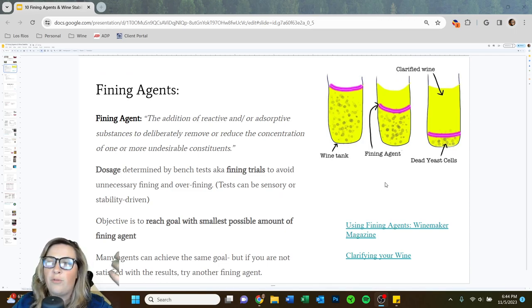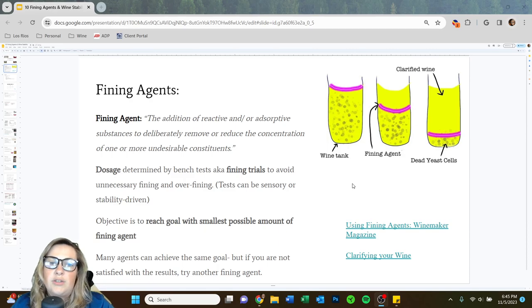Okay, so we're going to start off with fining agents. So what are fining agents? It's an addition of a reactive substance to deliberately remove or reduce the concentration of one or more undesirable constituents. And there's two parts to this. It could be a sensory undesirable constituent, or it could be a stability issue. So it could either smell bad or taste bad, or it could be too bitter, too astringent, or it could be hazy. It's not a clear product. It could be a cosmetic thing. So these are both situations when fining agents are used. Definitely keep that in mind.